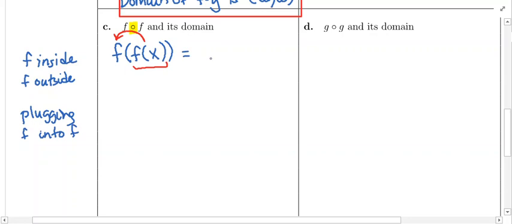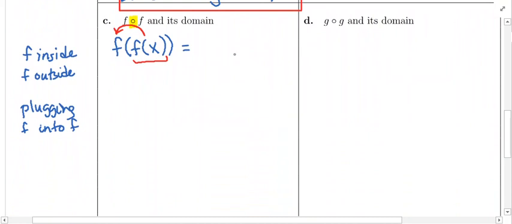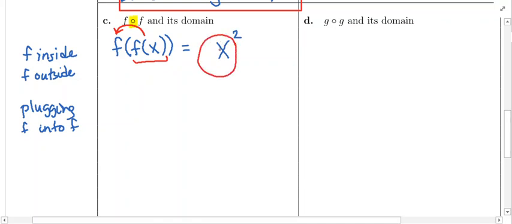So let's do this. I'm going to write down the outside function I'm plugging into. f of x is x squared, so the outside function here is x squared. Our new input to this function is f of x; we're plugging f into f. Here's my outside function. I'm going to circle x. Everywhere I see x, I need to replace it with my new input, which is the inside function. I'm plugging in f of x, which is x squared.